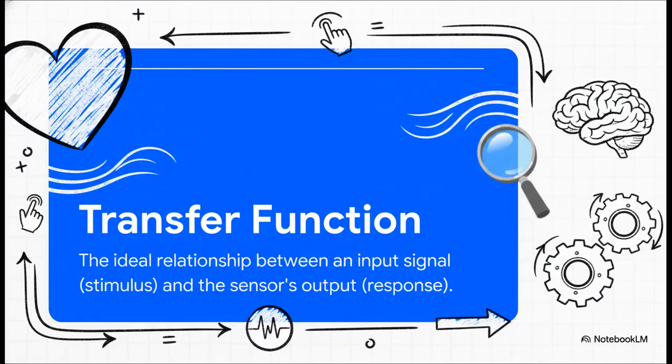Okay, so at the heart of every single sensor is this thing called a transfer function. The best way to think of it is as the sensor's main rulebook. In a perfect world, it's this beautifully simple one-to-one translation. You give it a stimulus, say some pressure, and it gives you a perfectly precise, totally predictable electrical signal in return, every single time, just like a flawless interpreter.